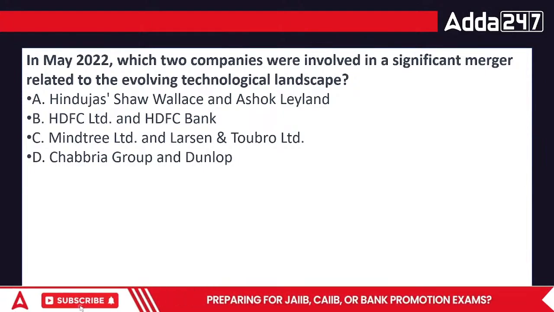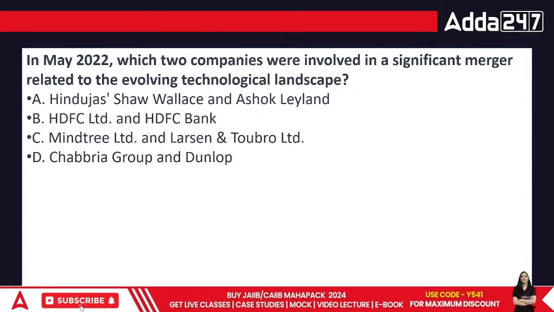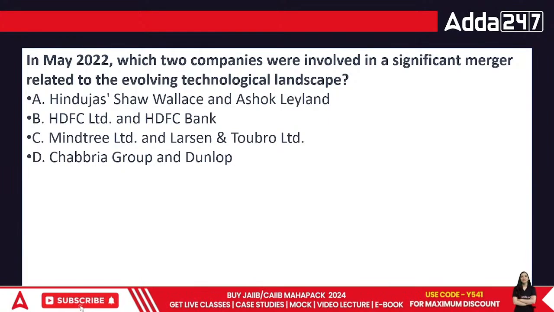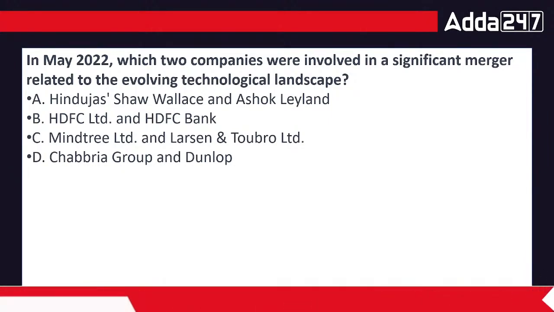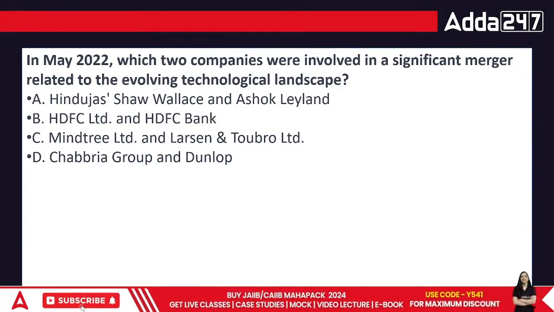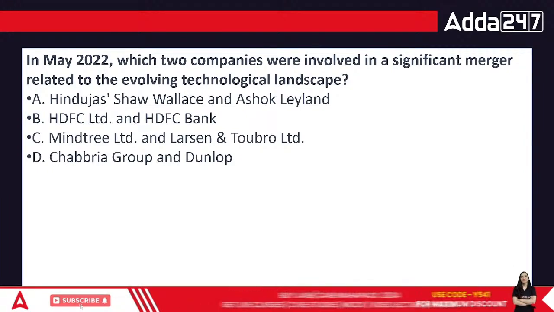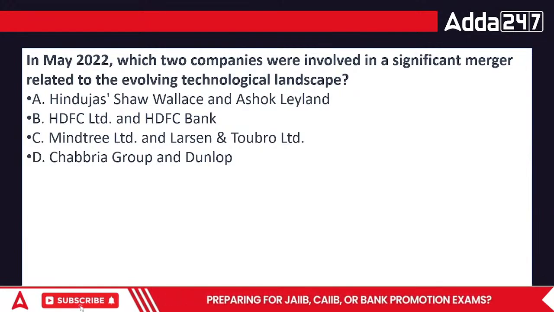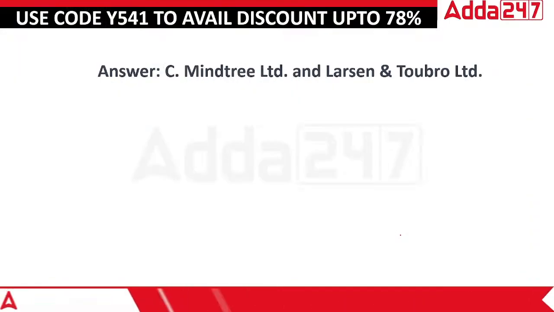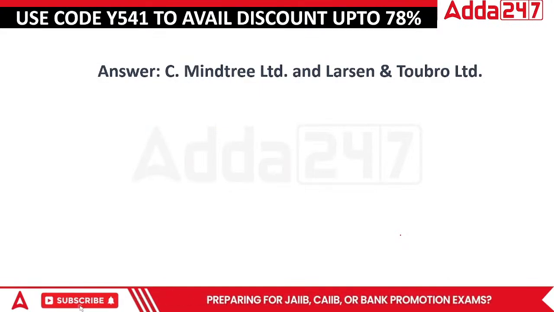In May 2022, which two companies were involved in the significant merger related to the evolving technological landscape? This was given in our book itself. This is basically a question of data, and when we have questions of data, they are covered here. Hinduja's Shaw Wallace and Ashok Leyland, or HDFC Limited and HDFC Bank, Mindtree Limited and Larsen and Toubro Group, or Chabria Group and Dunlop. This is given in the IBF book, so that's how this becomes a database question. Now the answer to this question is Mindtree and Larsen and Toubro. They joined their hands together.